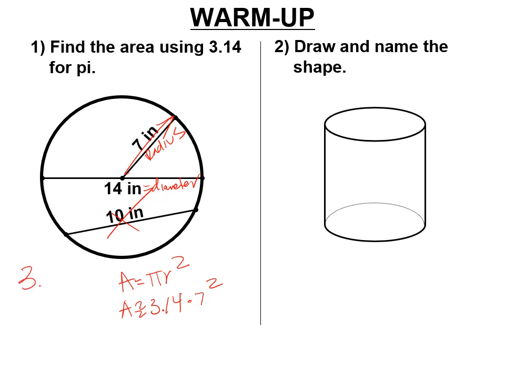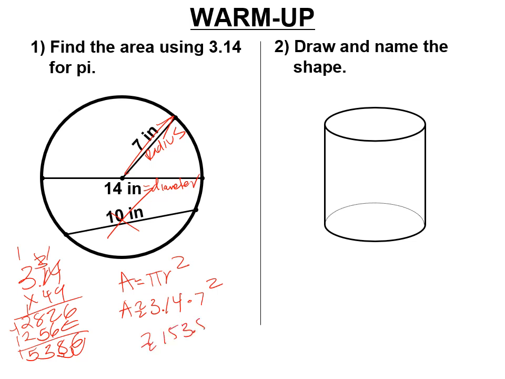But the answer to this is 3.14 times 7 squared, which is 49. 9 times 4 is 36. 9 plus 3 is 12. 9 times 3 is 27 plus 1 is 28. 4 times 4 is 16. 4 times 1 is 4 plus 1 is 5. 4 times 3 is 12. Add up the two rows. And I'm getting 100, move the decimal twice. I'm getting approximately 153.86 square inches.